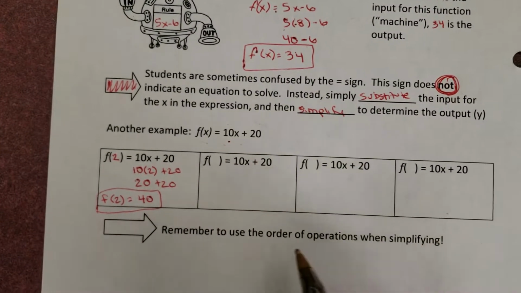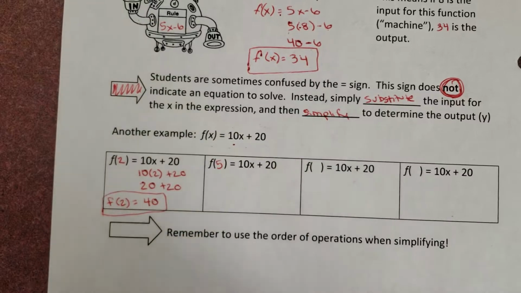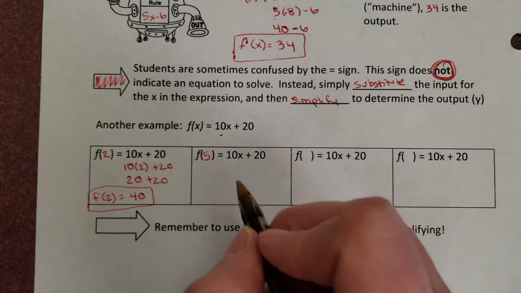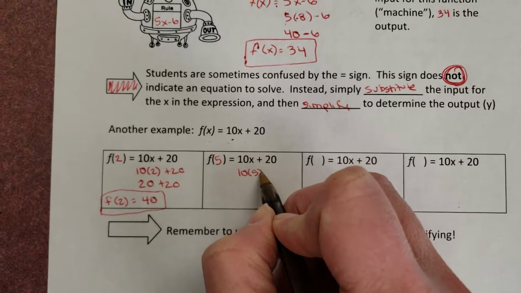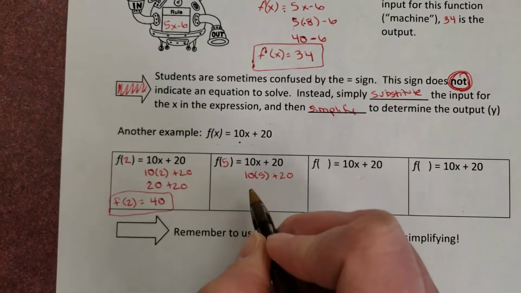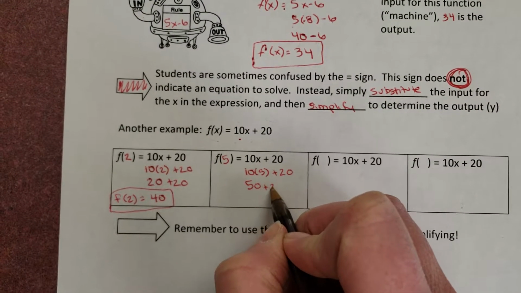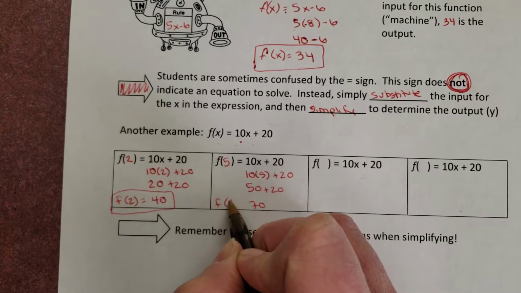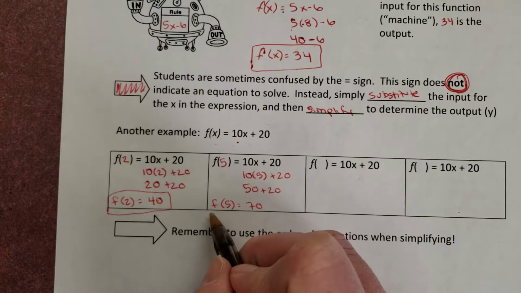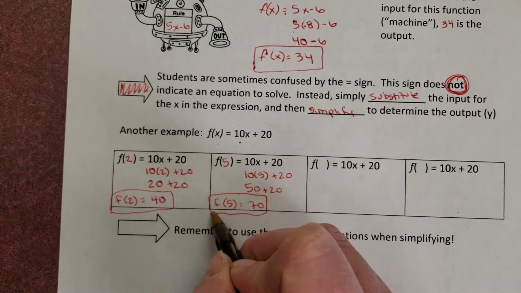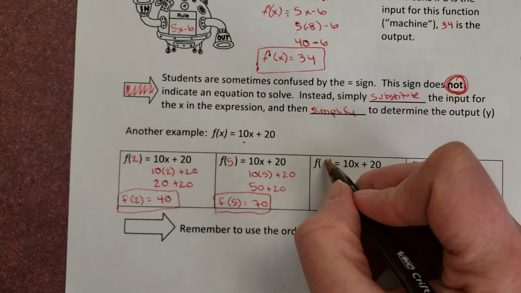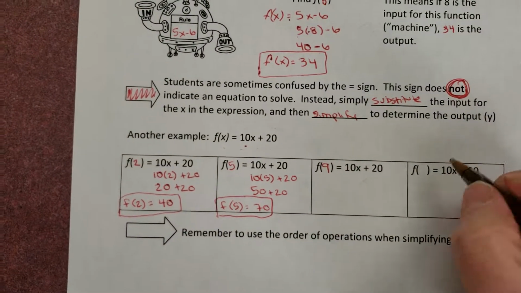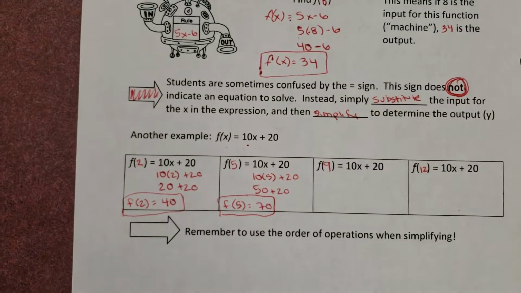What if I do f of 5? That means 10 fives, and 20. 10 fives is 50, and 20 is 70. So f of 5 is 70. Take a minute and see what you get when you find f of 9 and f of 12.